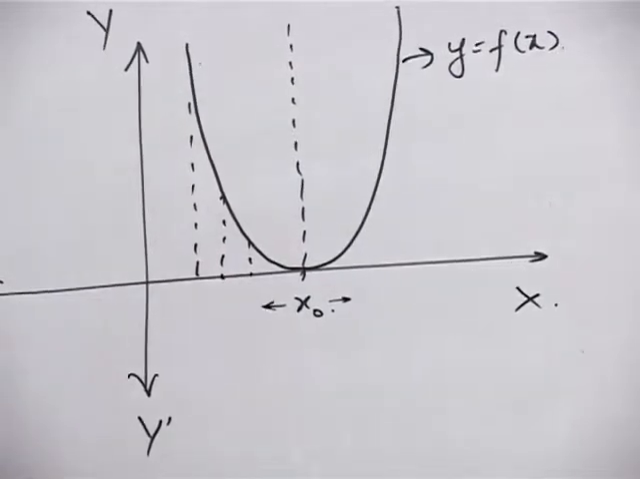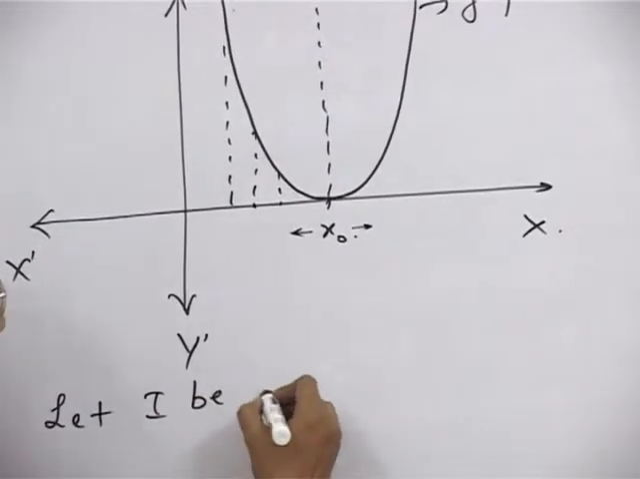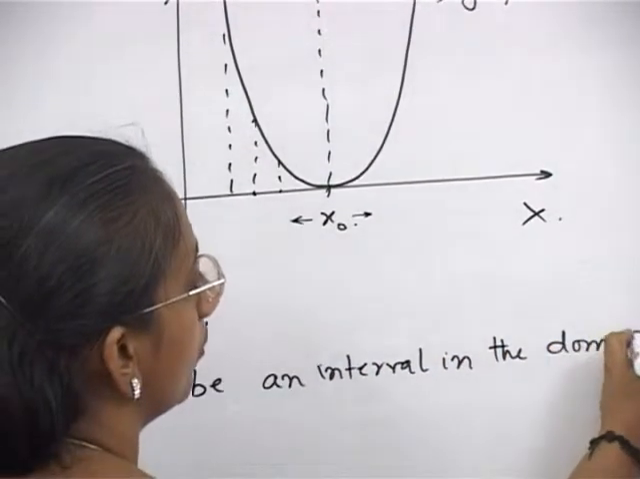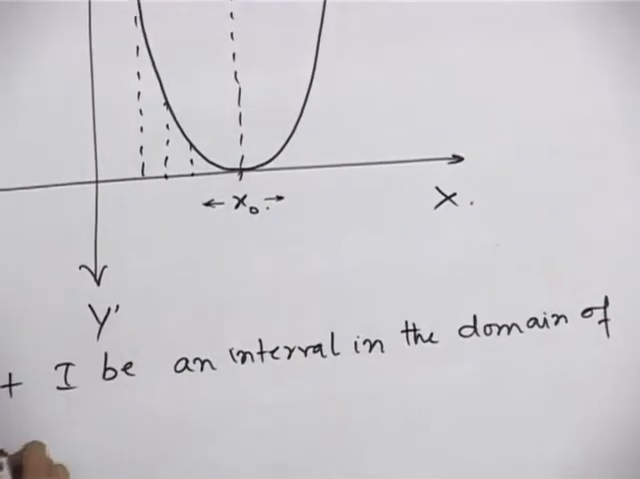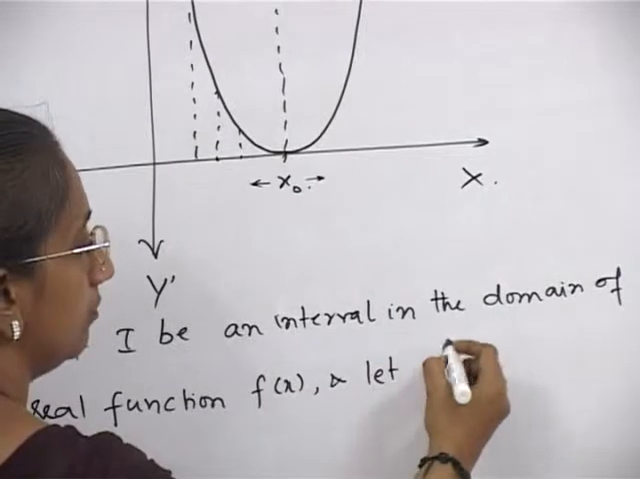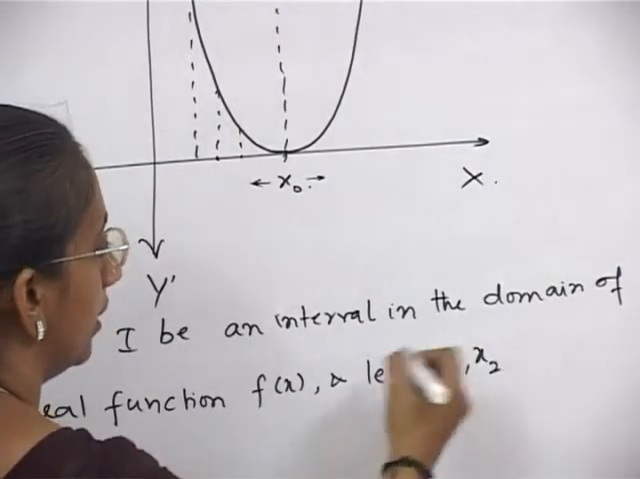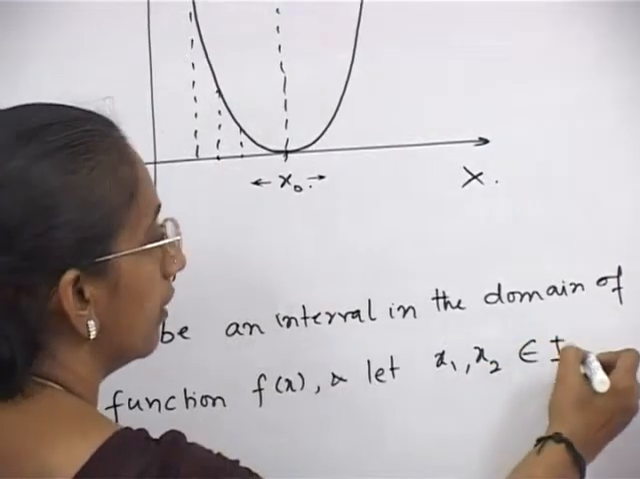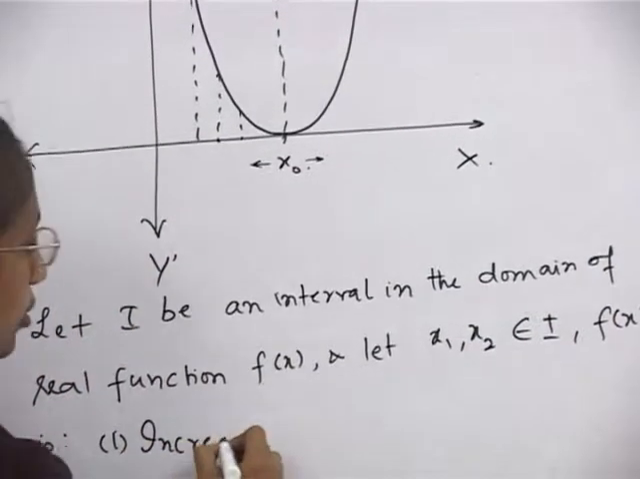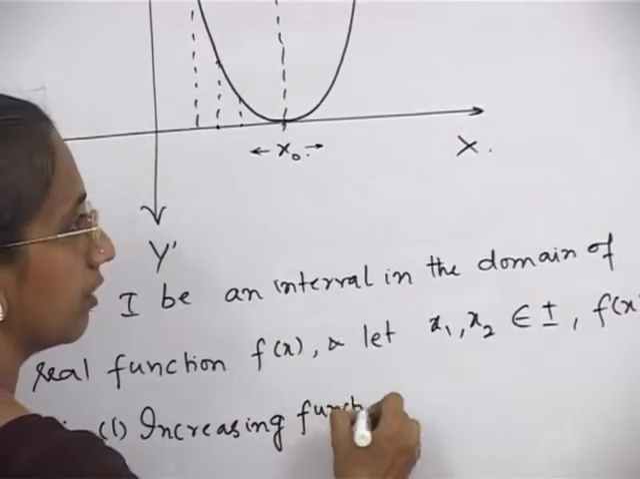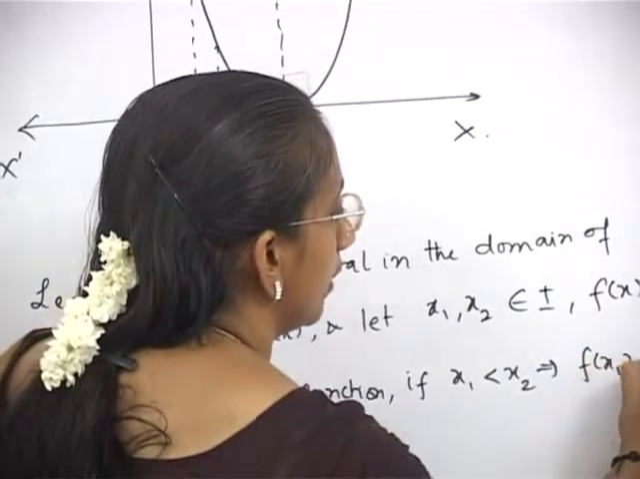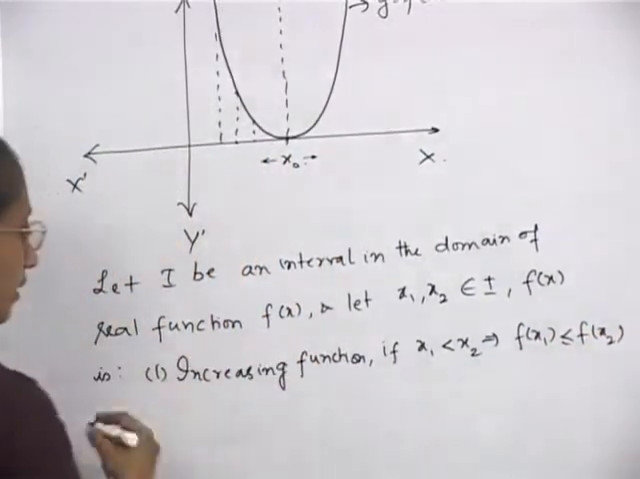Now let us consider an interval, that is, let I be an interval in the domain of real function f of x, and let x1 and x2 be 2 points in that interval, that is x1 and x2 belong to I. Then f of x is an increasing function if x1 is less than x2 implies f of x1 is less than or equal to f of x2. So it's an increasing function.